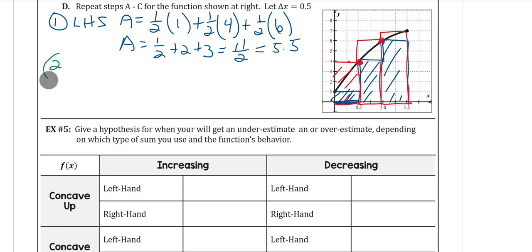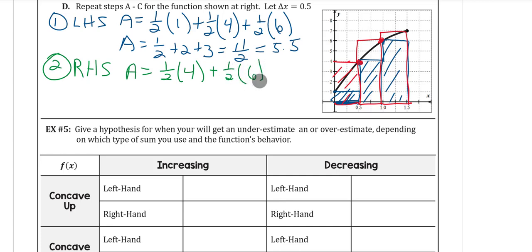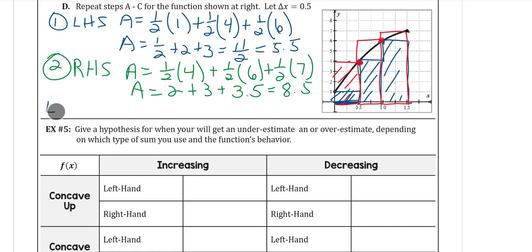So now our right-hand sum is going to be, our area is still going to be 1/2 unit wide, and now our first height is 4, our second height is 6, and our third height is all the way up here at 7. So we're going to have 2 plus 3 plus 3.5, which is 8.5. Big difference between the two. So our left-hand sum is now an underestimation, and our right-hand sum is an overestimation.